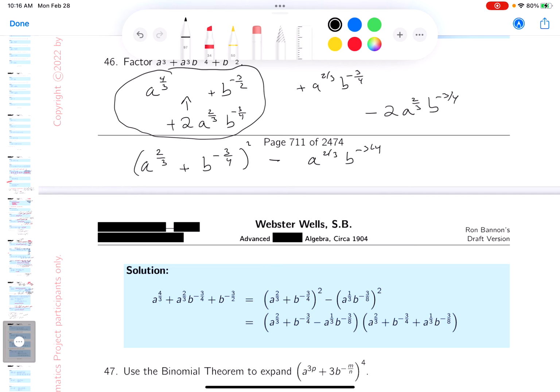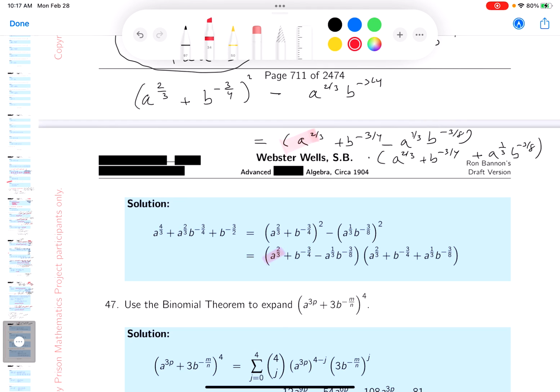Well, I'm noticing that this is a difference of perfect squares, which is really what I want to do. So it's a to the 2/3 plus b to the minus 3/4, minus a to the 1/3, b to the minus 3/8, times, I'm going to have a tough time fitting it in there, a to the 2/3, we'll look at the key later, plus b to the minus 3/4. There's always a possibility of making a mistake, by the way, and then plus a to the 1/3, b to the minus 3/8. Let's get my red marker out and see how we've done.